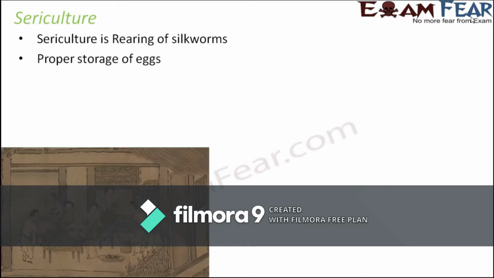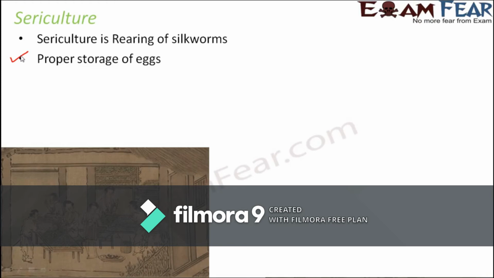So how do we take care of the silkworms? The first thing that has to be done is proper storage of eggs, because that's where the life cycle starts. If the eggs are stored properly, only then we get proper silkworms, and then we get proper silk. So how do we store the eggs?